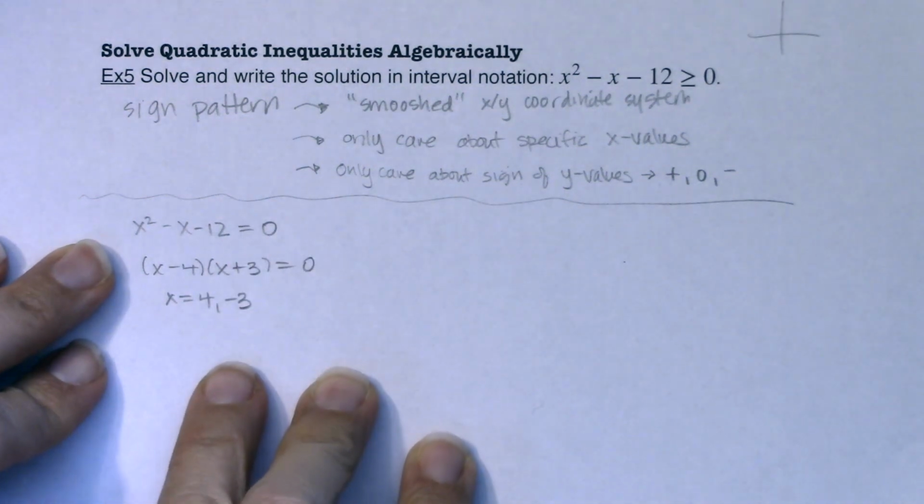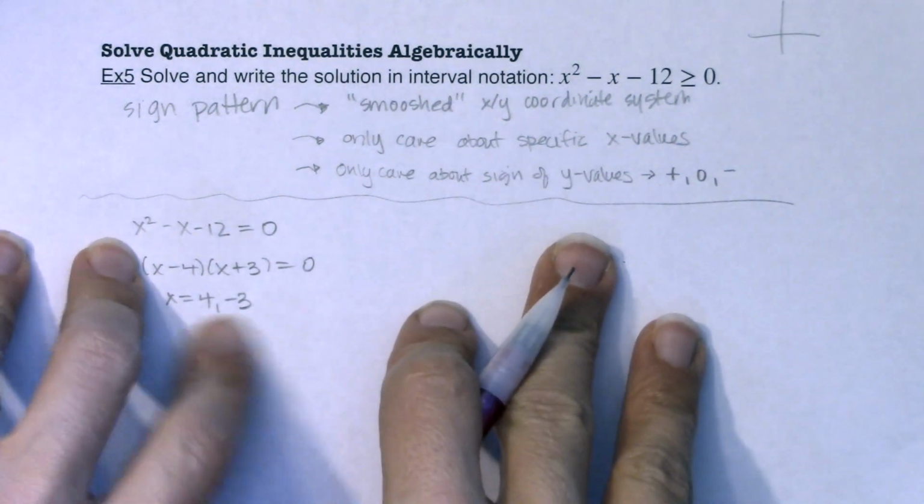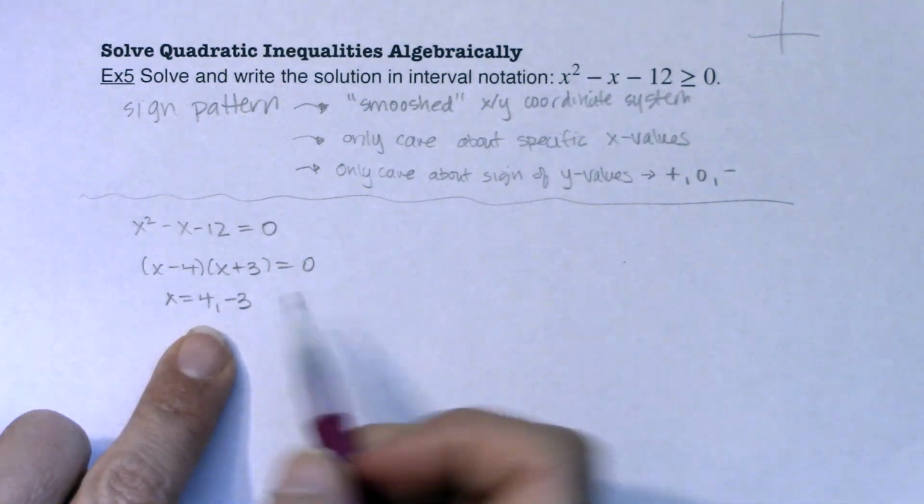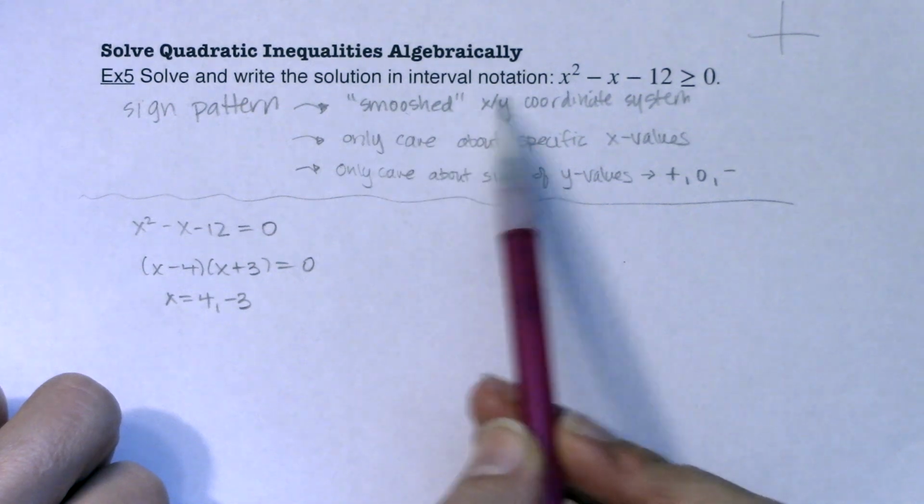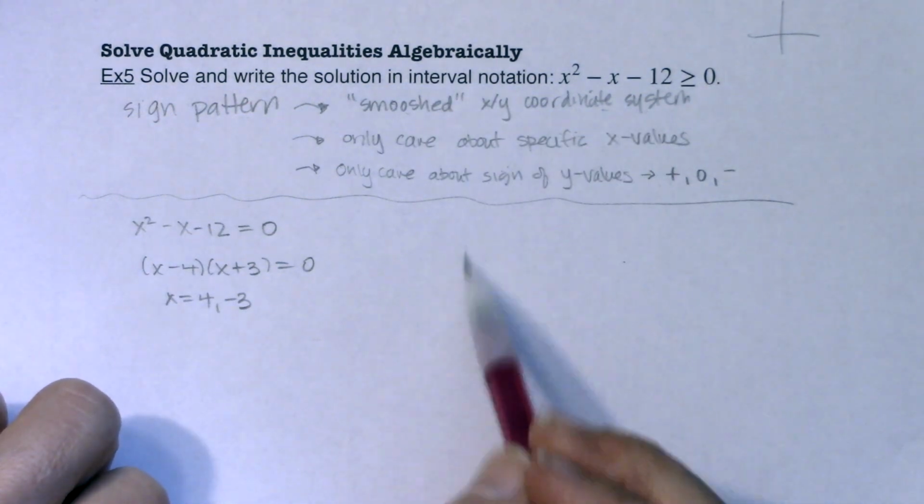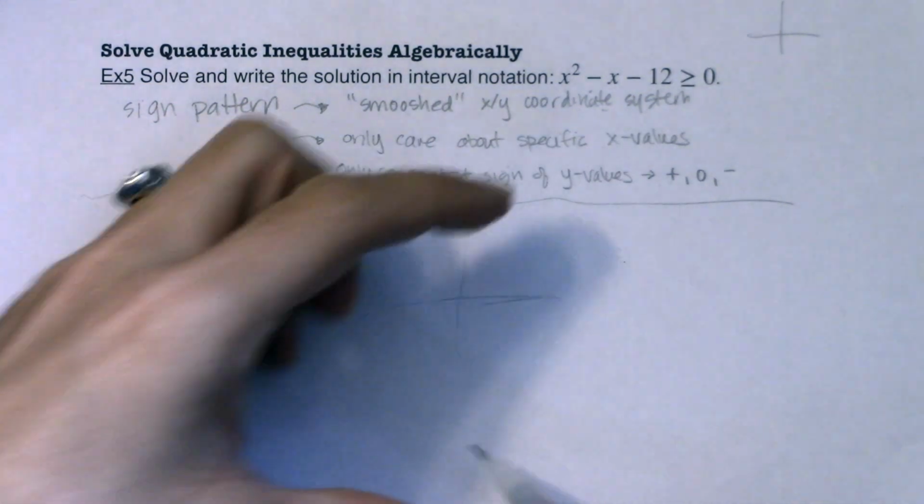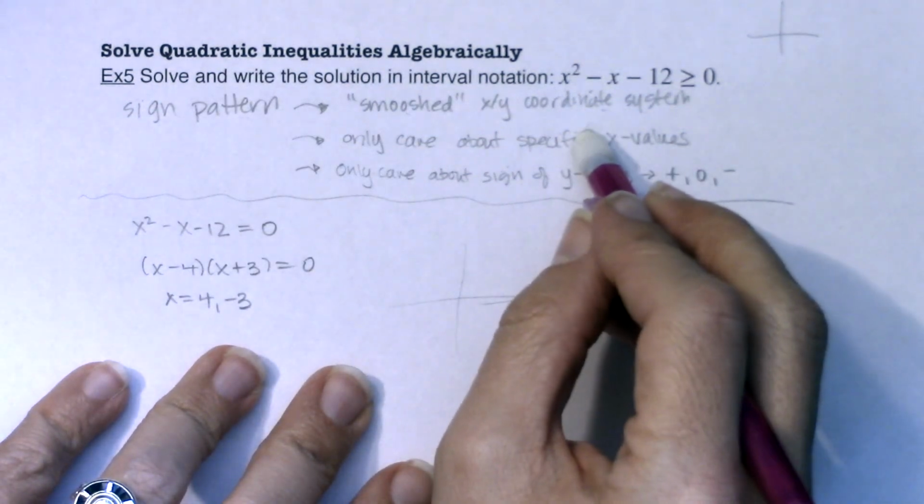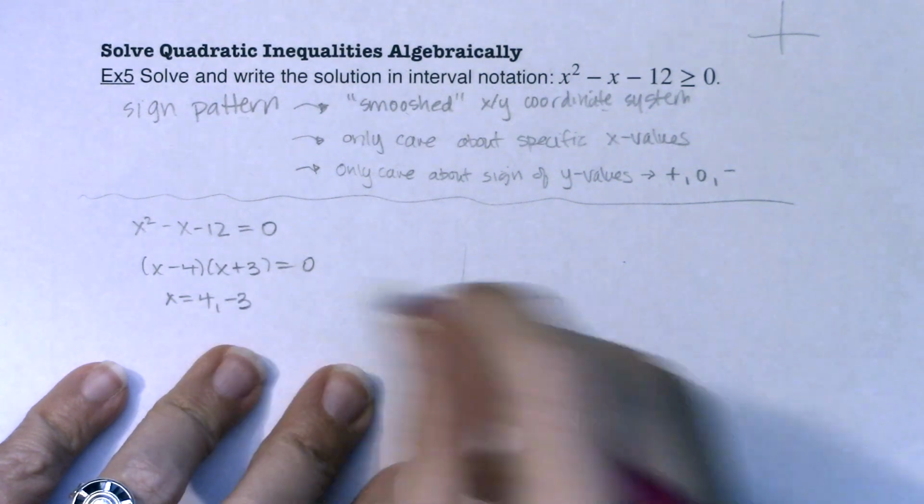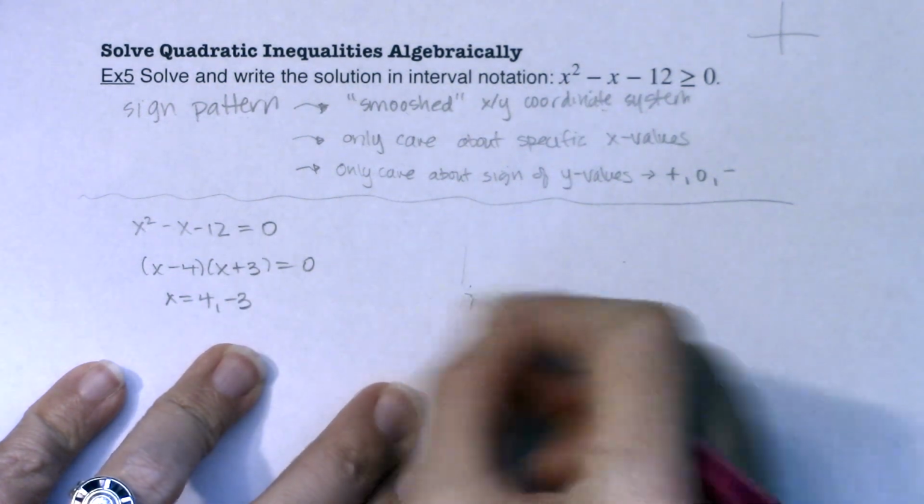I don't need to write those up as x-intercepts anymore because I'm not technically going to graph. But what's going to happen when I write my smushed sign pattern, my smushed xy coordinate system? Instead of x and y, I'm not going to write both, I'm just going to write the x-axis. When I say we care only about specific values of x, those are the specific values. So let me go ahead and erase this.